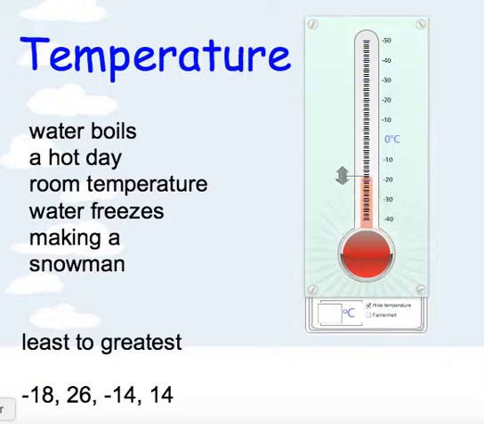Okay, welcome to our next flip lesson. This is looking at temperature, so we're continuing on with measurement.